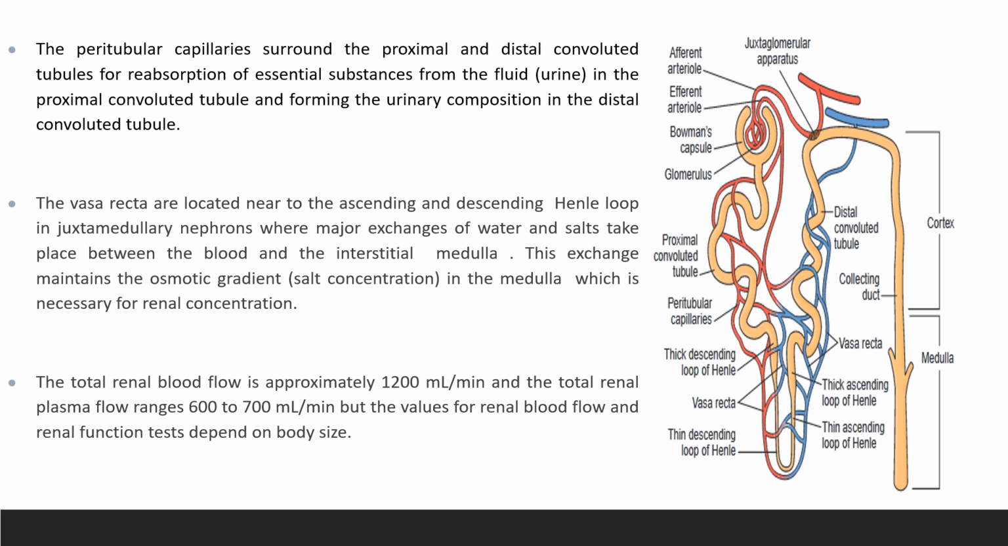The total renal blood flow is approximately 1,200 ml per minute, and the total renal plasma flow ranges between 600 to 700 ml per minute. But the values of renal blood flow and the renal function tests depend on body size.